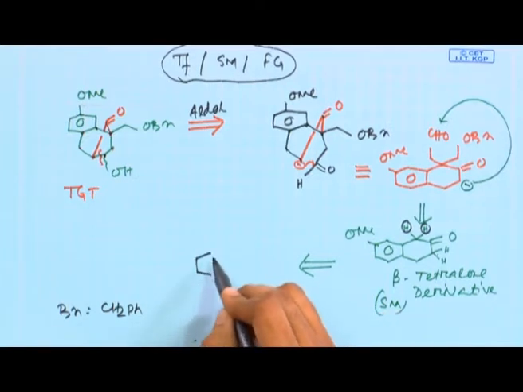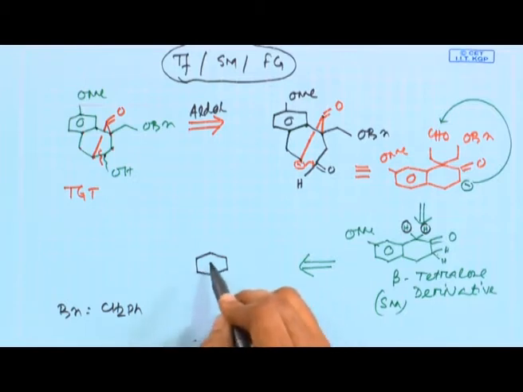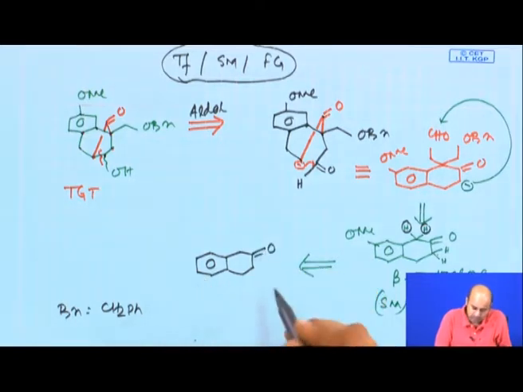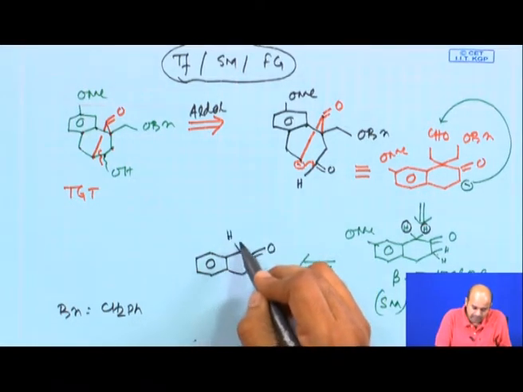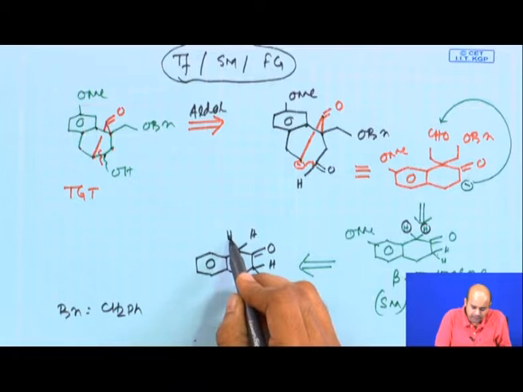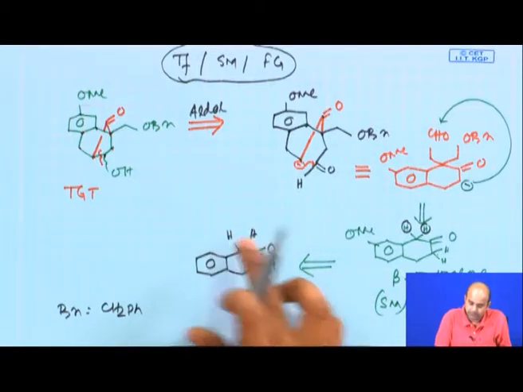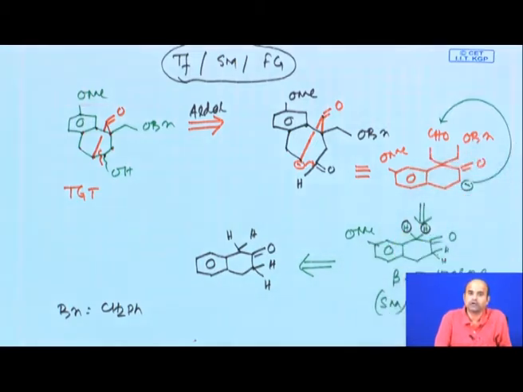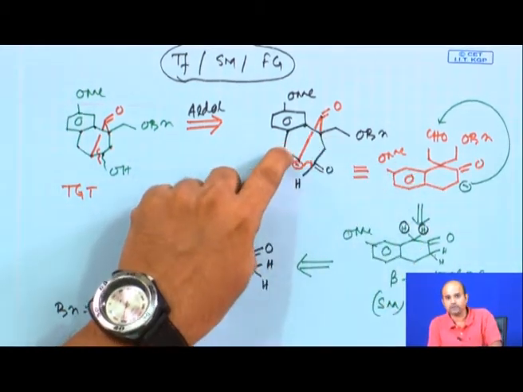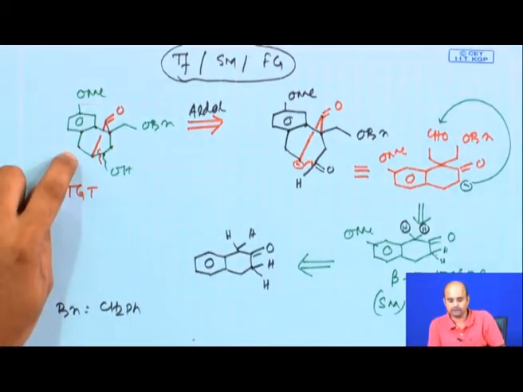So, now you realize that if you start with this compound, again we will draw the parent compound, and you replace both the hydrogens by some carbon containing electrophile, that will give you this target, which will then undergo intramolecular aldol reaction to give you the final target, is it not? So, let us start the forward synthesis.